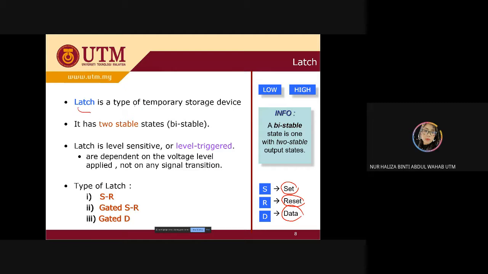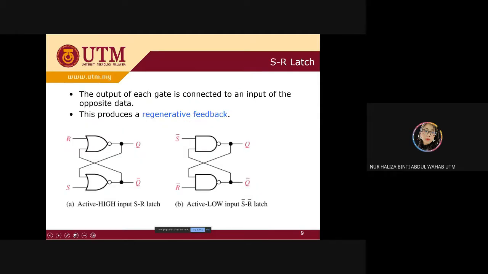What is latch? Latch is the temporary storage device. Why temporary? Because you remember that you have last time a memory, and then you have what else? It has two stable state, which is bistable, and the level is sensitive or level trigger. Okay, you can read this. So this is the tree of it.